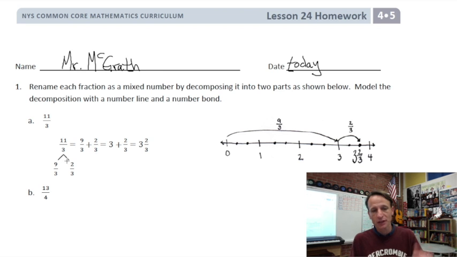Well, think about it. If you skip count, we're talking about thirds, so we skip count by 3s. How high can we go? 3, 6, 9. So that's why it's 9/3, which leaves 2/3 from the 11/3, right? And that's why 9/3 is equal to the whole number 3. And then we still have the 2/3, so it's 3 and 2/3.